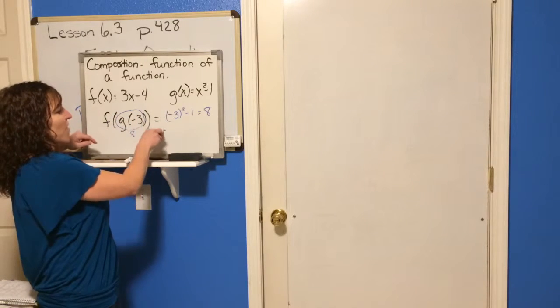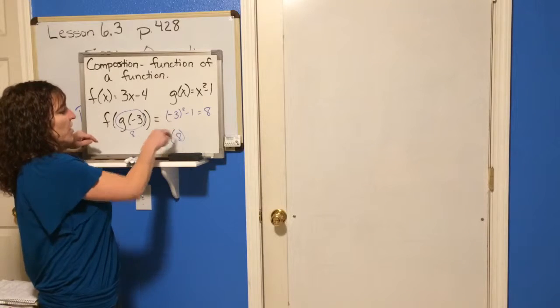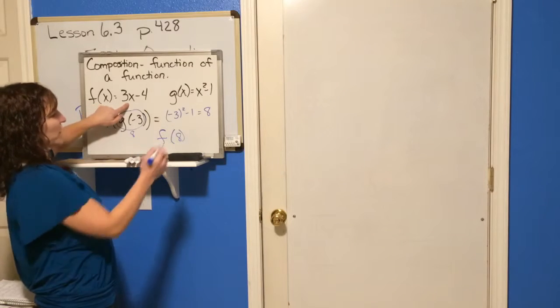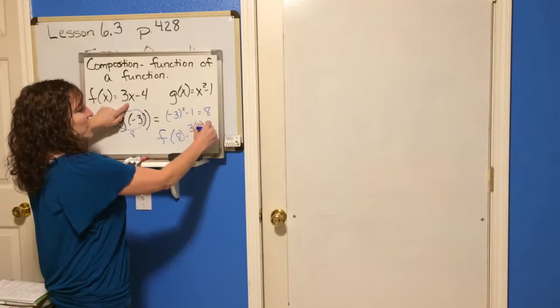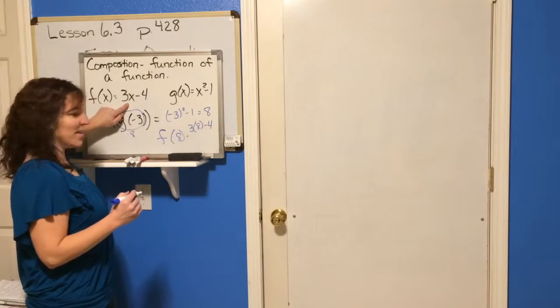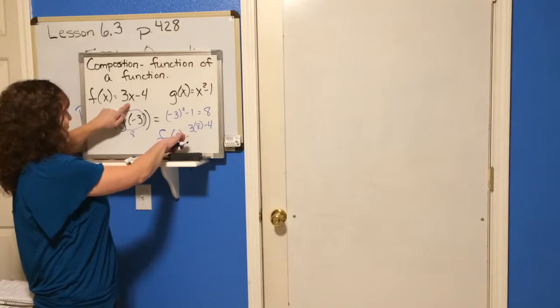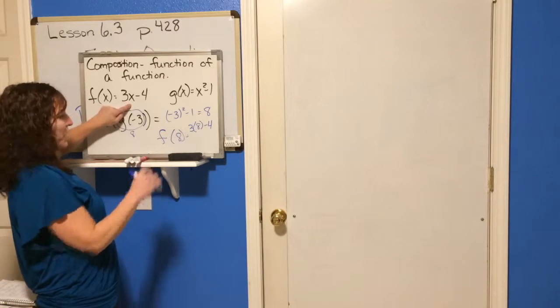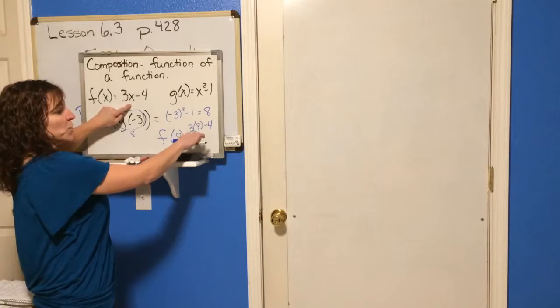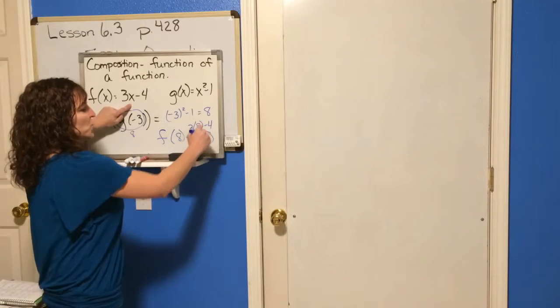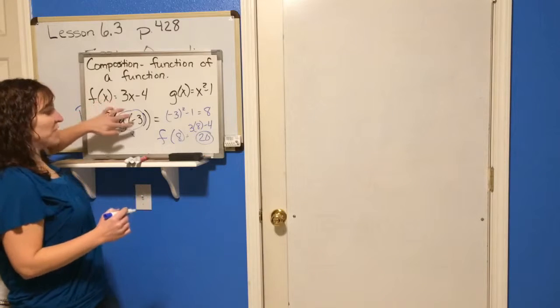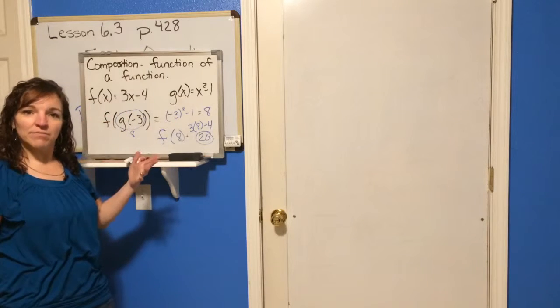So now we just have f of 8, which is 3 times 8 minus 4. You with me? So I took the 8 and put it into my f function, because now I want f of 8. So 3 times 8 is 24. 24 minus 4 is 20. So f of g of negative 3 is 20.